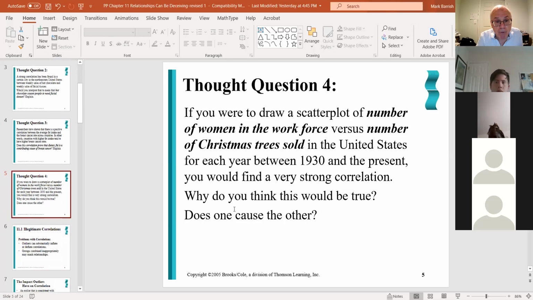If we were to draw a scatter plot of the number of women in the workforce versus the number of Christmas trees sold in the United States each year between 1930 and the present, you would find a very strong correlation. You think one thing causes the other? You think there's causation here? Number of women in the workforce versus number of Christmas trees sold. Is one thing causing the other? Common sense? No, it doesn't. Of course not, right? But why would you think it could happen that these things increase at the same time?